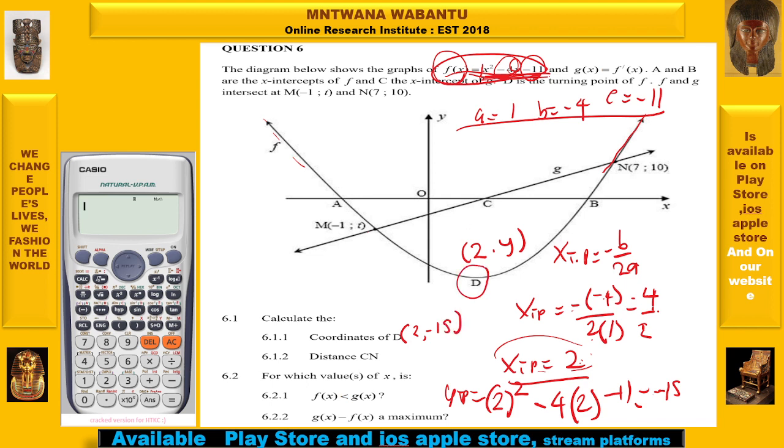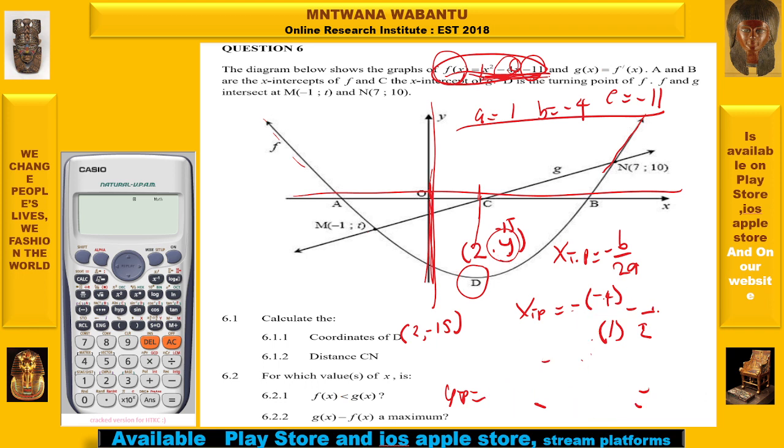Look, at this point here, this is the x axis and this is y. And it makes sense, this is like a 2. And this value of y is below the y axis, which means it's negative. So it's negative 15. Yes, it makes sense. So then the value of y at the turning point we have. So we're done with the first question.